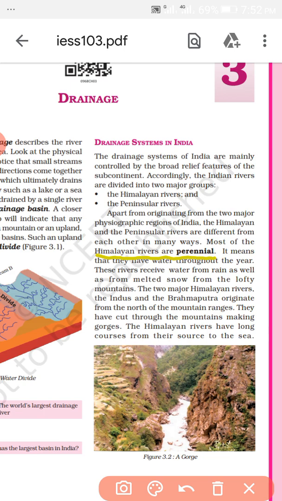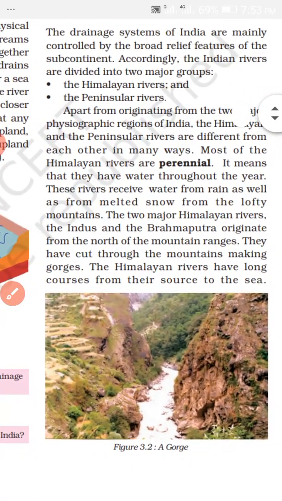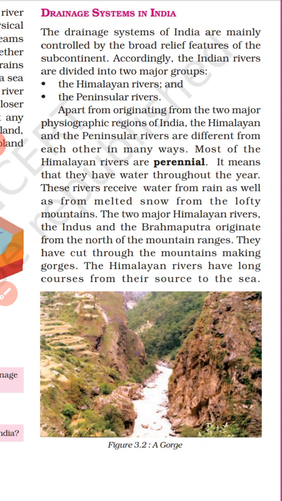What does perennial mean? Perennial rivers receive water from the ice, but the peninsular rivers receive water from the rain. Perennial or Himalayan rivers receive water not only from ice but also from rain and from the melting of snow. The peninsular rivers start from the peninsula. You have to know about the Himalayan rivers: the Indus, the Brahmaputra and the river Ganga.